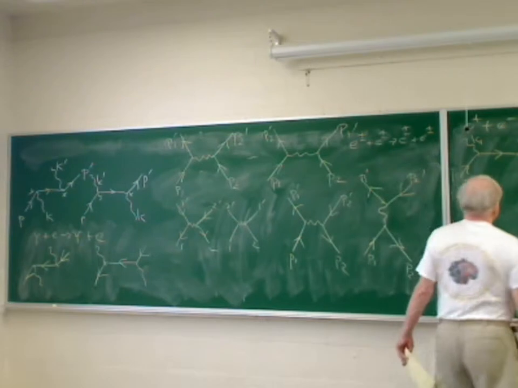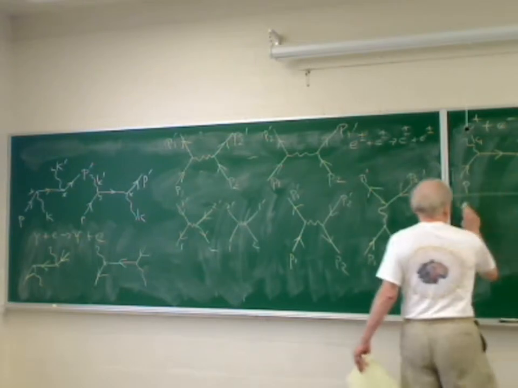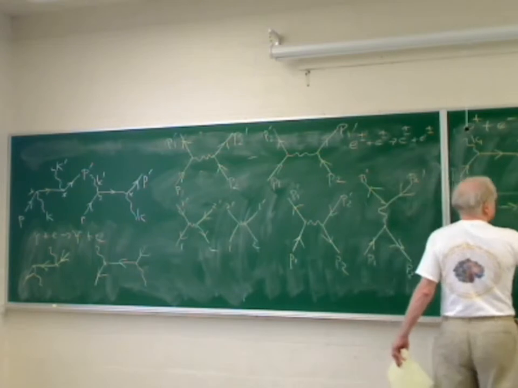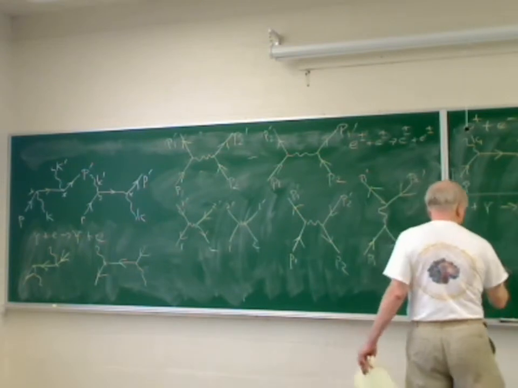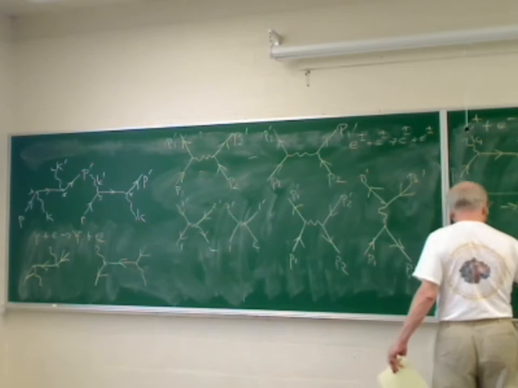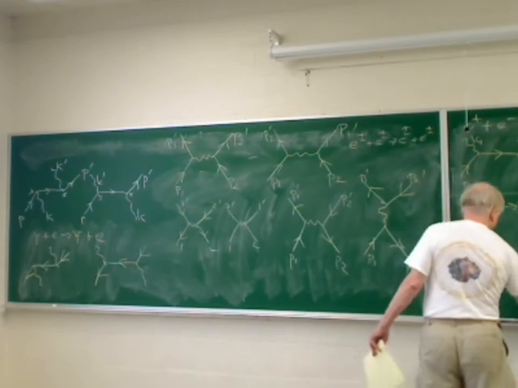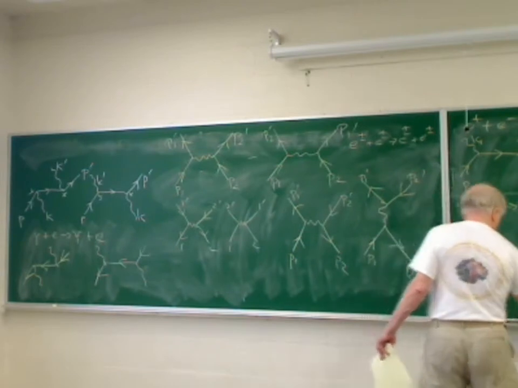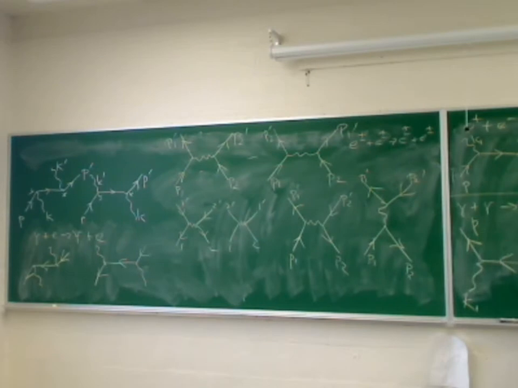For the other process, gamma plus gamma goes to e plus plus e minus, what you've got is photon, photon, K1, K2, P1 prime, P2 prime, or maybe I can just call it P1, P2. And the other possibility is K2, K1, like that.